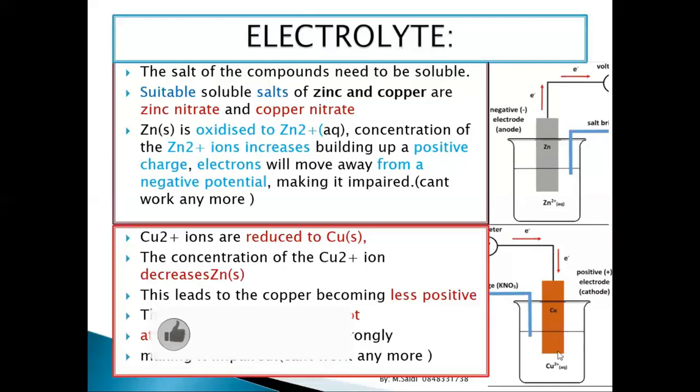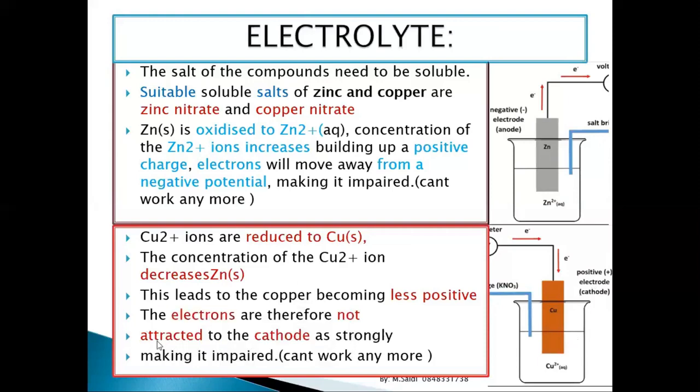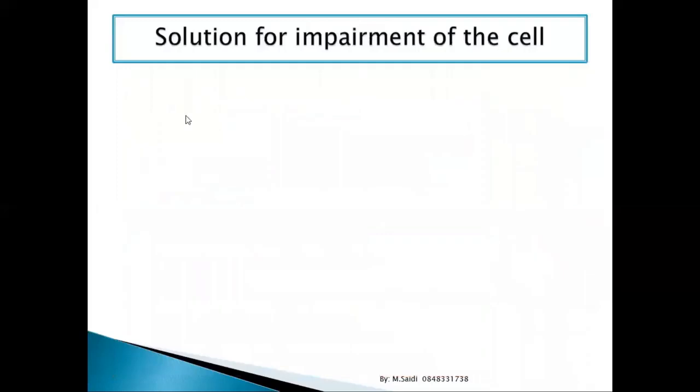Because now the copper 2 ions have been used up. It's no longer that strong positive side. Then what happens? Electrons are not attracted to the cathode as strongly, making it impaired. It means that it can't work anymore. So we have to look for a solution for the impairment of the cell. So what should we do?